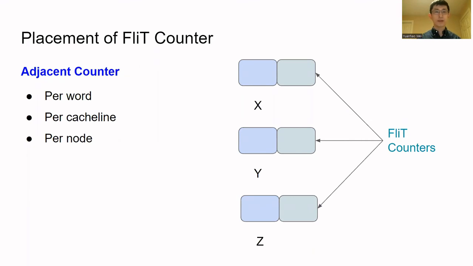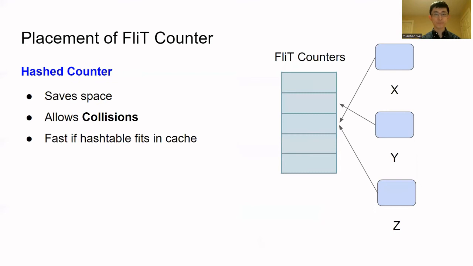The performance of the FliT algorithm is affected by where we place the counter. And this affects both space usage and also the number of cache misses. The easiest option would be to put the counter right next to the memory word. However, this doubles the size of each memory word. We could instead have one FliT counter per cache line or one per node, but these are harder to implement as a generic library. What seems to work the best is storing the FliT counters in a hash table.